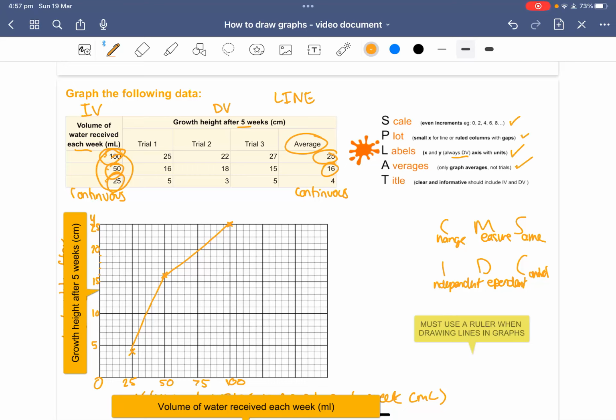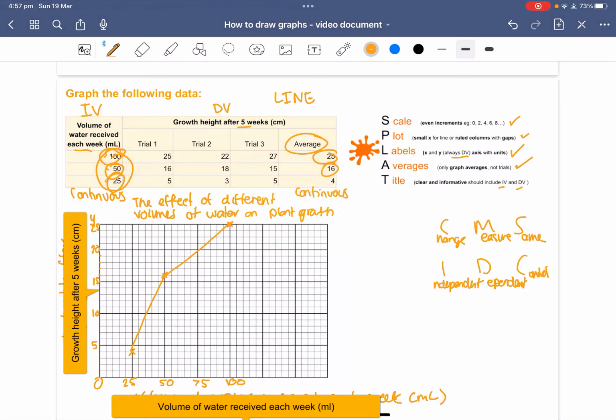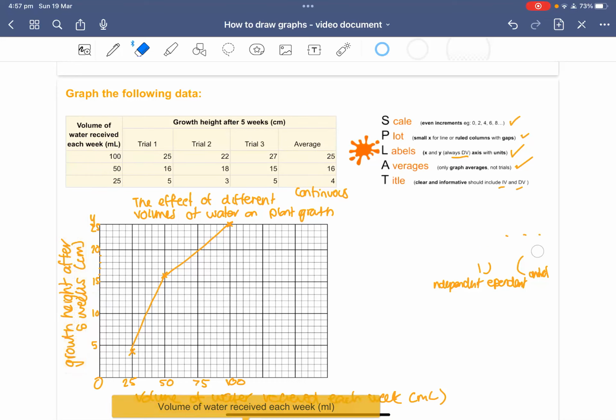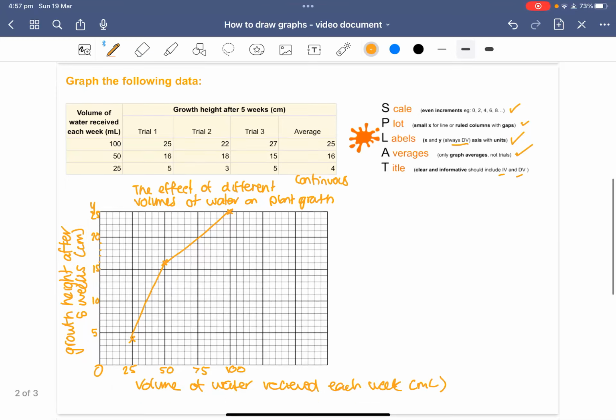So I've now plotted my data, I've created my scales, I made sure I only graphed my averages, and now I'm going to draw a title as my last thing. And it should be informative and include my independent and dependent variable. So here I could say the effect of different volumes of water on plant growth. Okay? And if I rub out all this other information here, you can now really clearly see my graph. And it's a line graph. Okay? Let's move on to the next one.